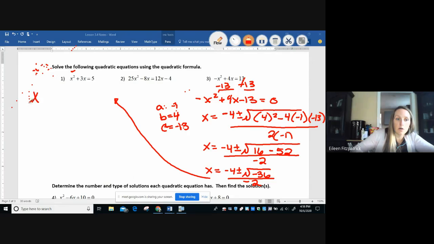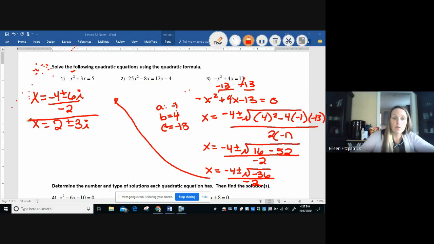So I have x is equal to negative 4 plus or minus 6i all over negative 2. Okay, 4 and 6 are both divisible by 2. Negative 4 divided by a negative 2 is a positive 2. And then because this is plus minus, a positive 6 divided by a negative 2 is going to be a negative 3. And a negative 6 divided by a negative 2 is going to be a positive 3. So it's still plus or minus 3i.